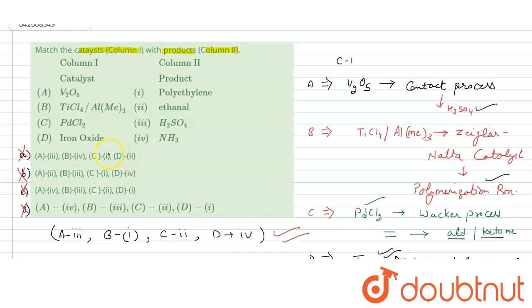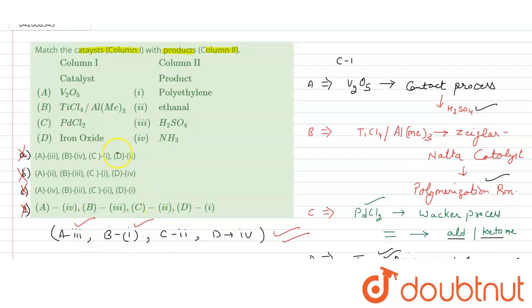And let me see one more. A has third. So V2O5 is for H2SO4. And TiCl4, it is a Ziegler-Natta catalyst which is used in the polymerization reaction. So it cannot be used for ammonia. It is used for polythene, so it must have the first product, that is polythene. So B must have first, and A must have third.